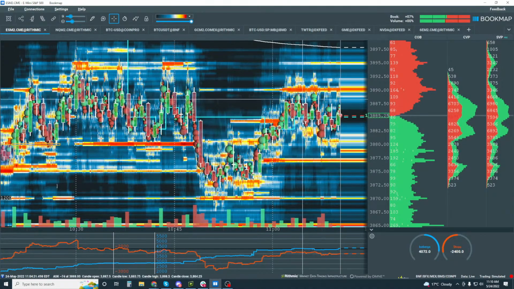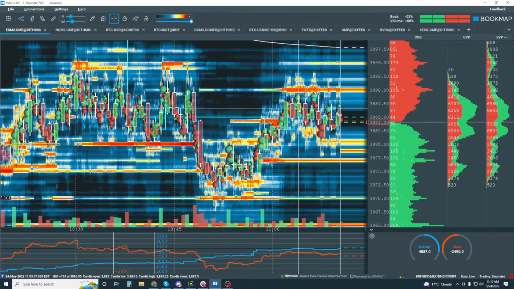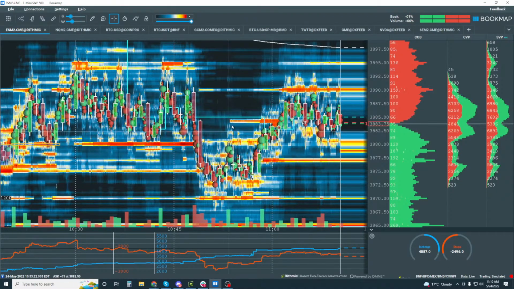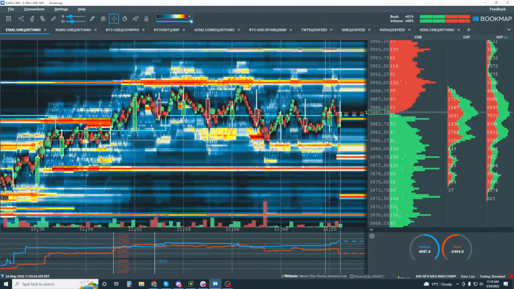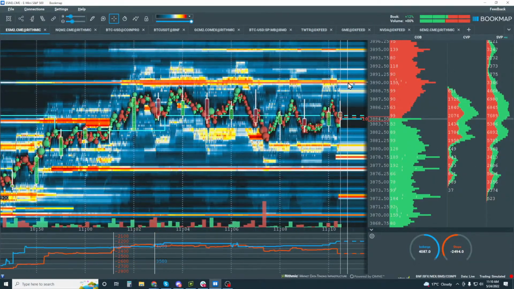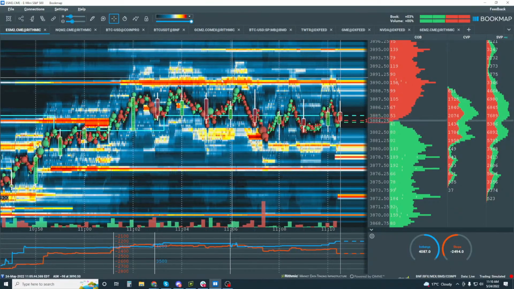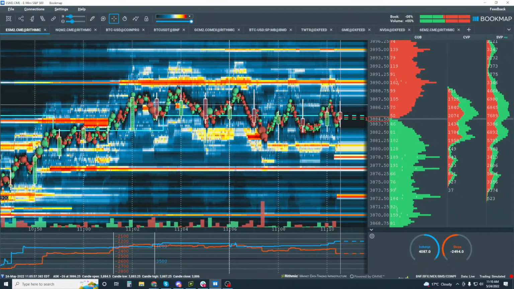And look at these wicks on both sides, right in the middle, point of control. Boy, this is why you need to see something very distinctive in the volume or in the order book or both to move it away from this area here. And that will happen. We'll see it happen.